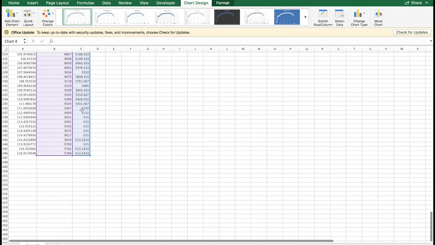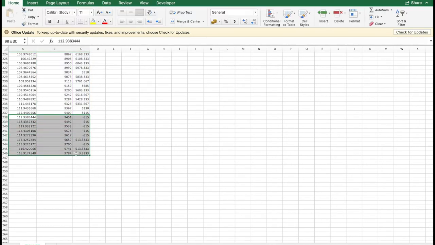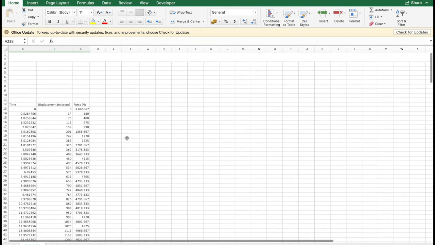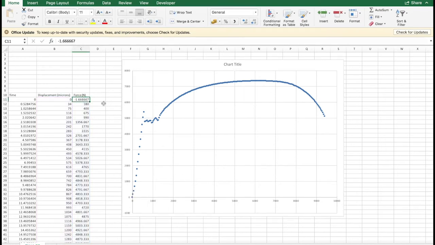Yeah, there we go. That's where the test failed. So I'm just going to delete those data points. We don't need them. And when we go back up, we should see that they're gone. The machine didn't start off at zero, because probably the person who did this forgot to zero the machine off at zero. But we can do something about that, but let's just leave it for now. Let's just leave that force value there.